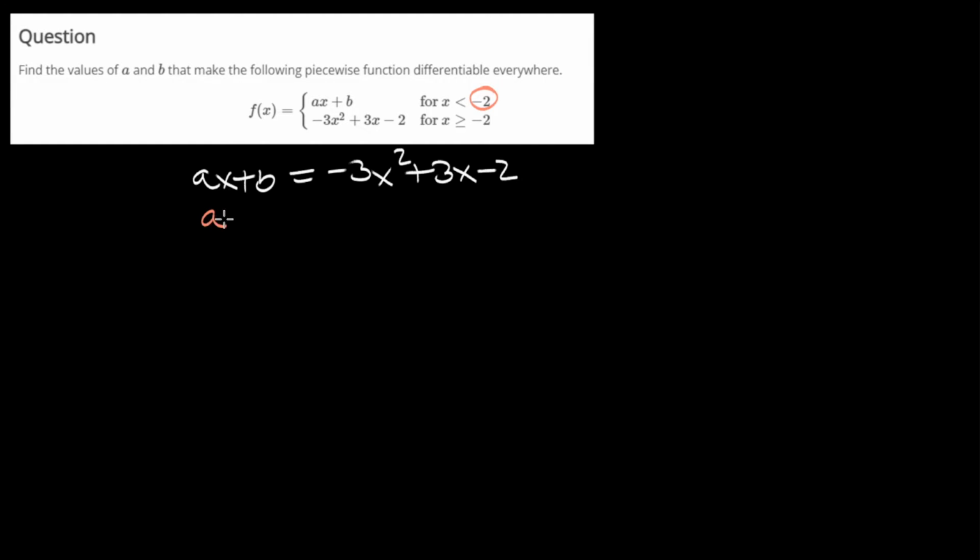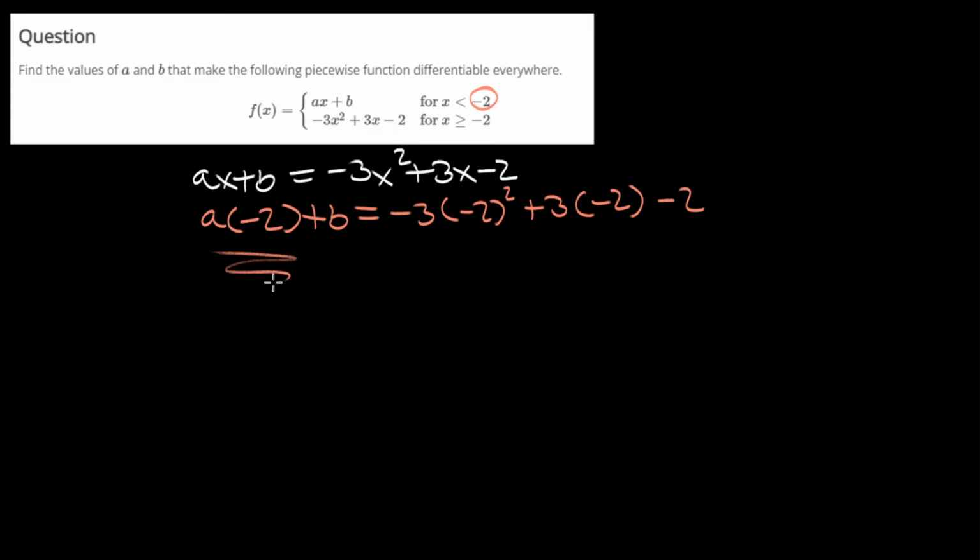So a times -2 plus b is equal to -3 times -2 squared plus 3 times -2 minus 2. Oh, not x, but -2 there. Okay, so we can't really do much on this side of the function, but we can actually do a lot here and algebraically break it down.